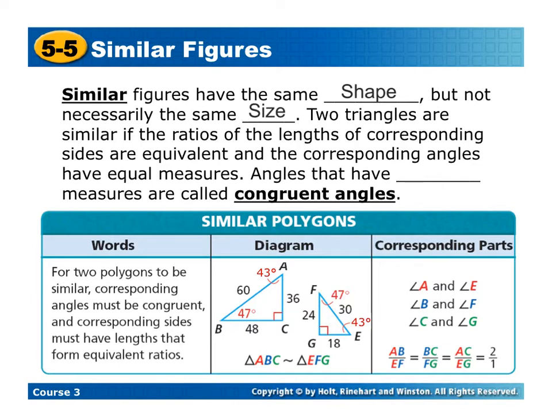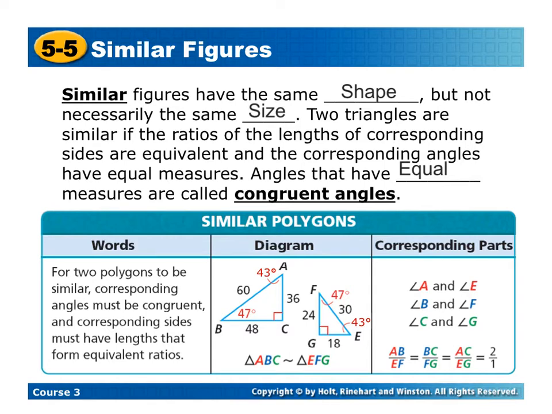Two triangles are similar if the ratio of the lengths of corresponding sides are equivalent and the corresponding angles have equal measures. Angles that have equal measures are called congruent angles. So let's look at what this means. Corresponding angles means the same angles in the same location.